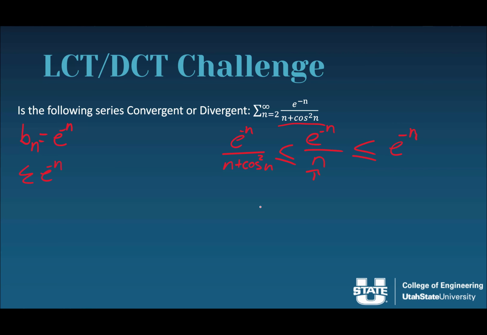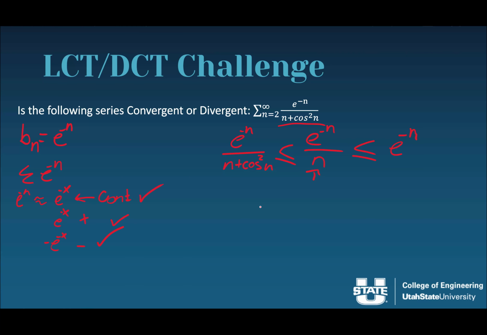So I can say that e to the negative x is basically the same thing as e to the negative n, right? E to the negative x is continuous. Check. E to the negative x is positive. Check. And then the derivative of e to the negative x would be negative e to the negative x, which is negative, which means that it's decreasing. Check. Boom. Integral test, totally legal. Let's go.